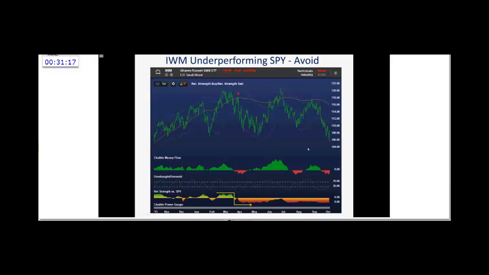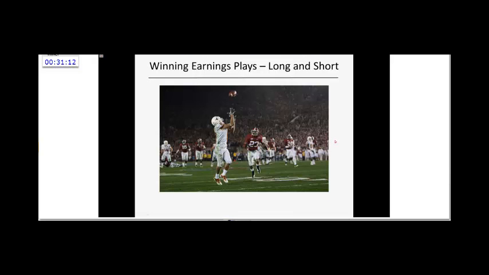So we're going to end the webinar with winning plays during earnings season. A lot of traders are afraid of putting on positions during earnings season because stocks are wildly volatile. We're going to see 3 examples of that in a minute. And the power gauge gives you some really powerful information that helps you make money during earnings season on both the long and the short side.